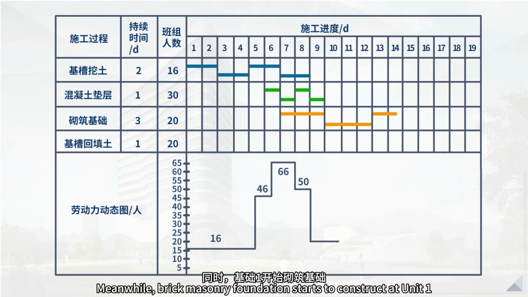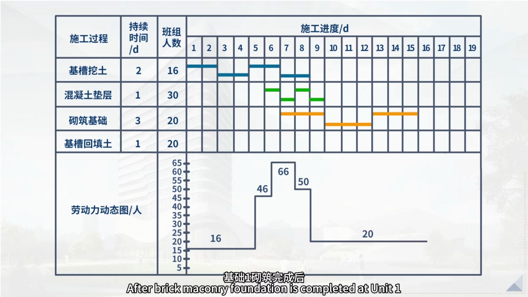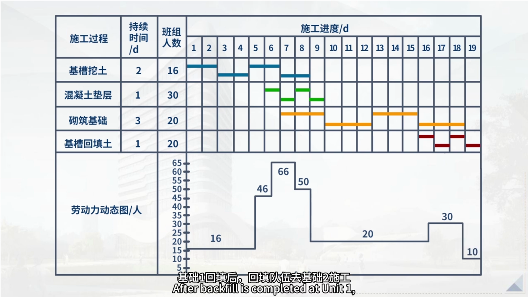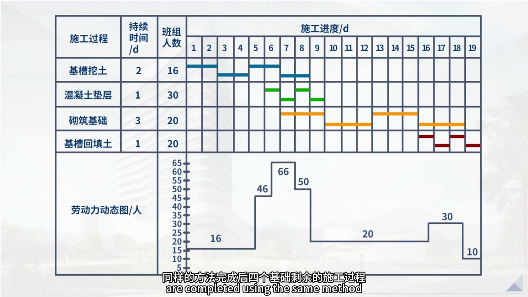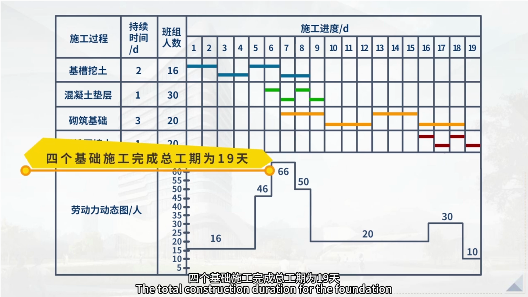Meanwhile, brick masonry foundation starts to construct at Unit 1. After brick masonry foundation is completed at Unit 1, the brick masonry team proceeds to work at Unit 2. Meanwhile, foundation trench backfill starts at Unit 1. After backfill is completed at Unit 1, the backfill team proceeds to Unit 2. These 4 construction tasks are carried out simultaneously by 4 separate construction teams. The remaining construction tasks for the 4 units are completed using the same method. The total construction duration for the foundation construction of 4 units is 19 days.